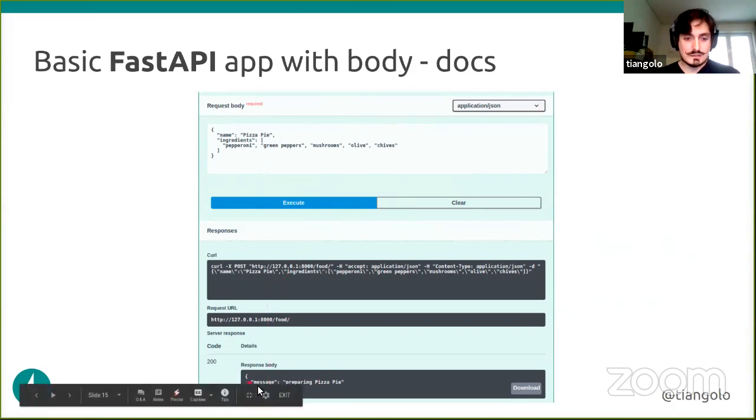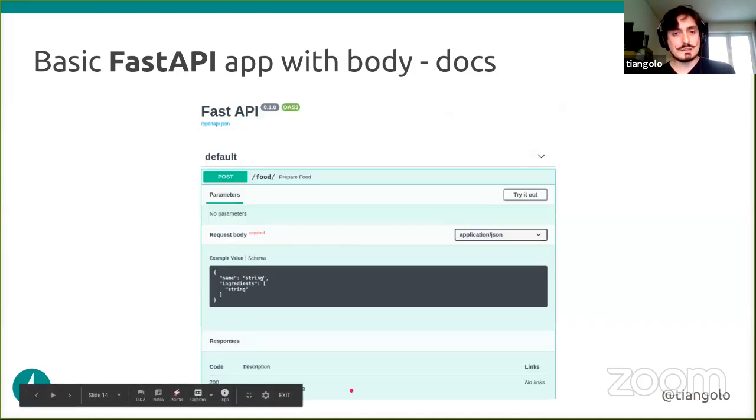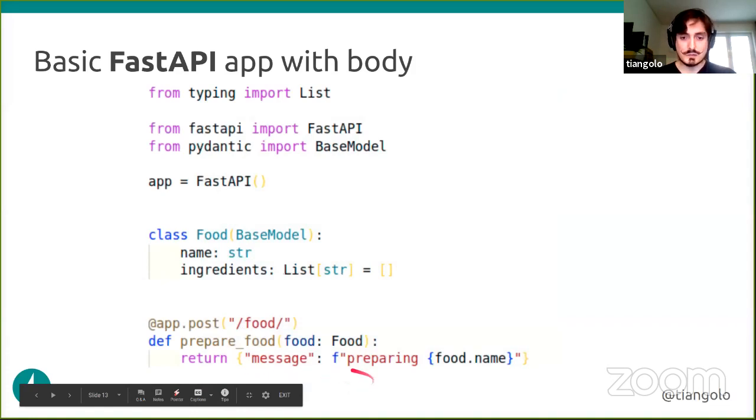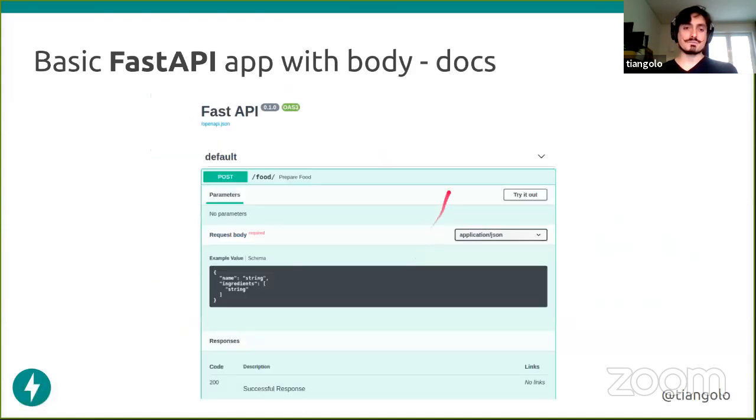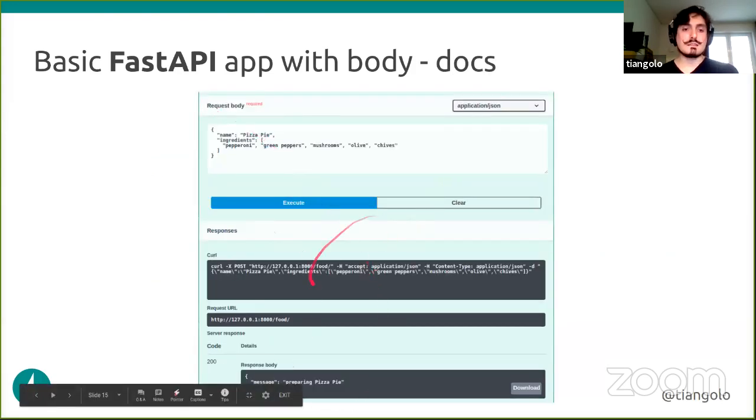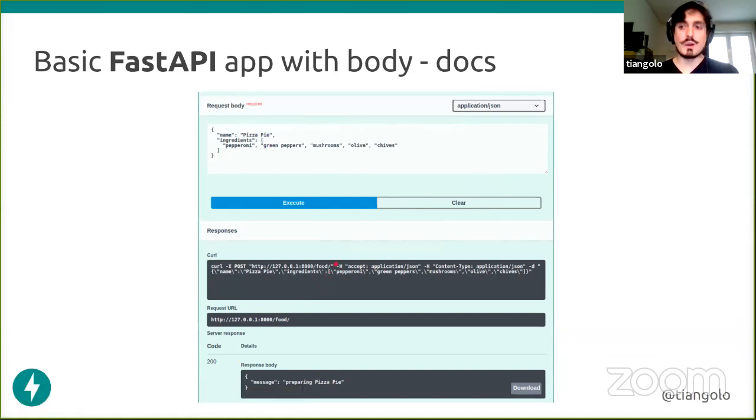And then I'm going to receive this message, preparing pizza pie. This message that I see here is the actual response from the API. So I can interact with the API live. If we go back to the code, this message comes from the "preparing" message, where we see that we're preparing the food name that we receive, and this is the name that we are sending. So we can interact live with our API from the web user interface.